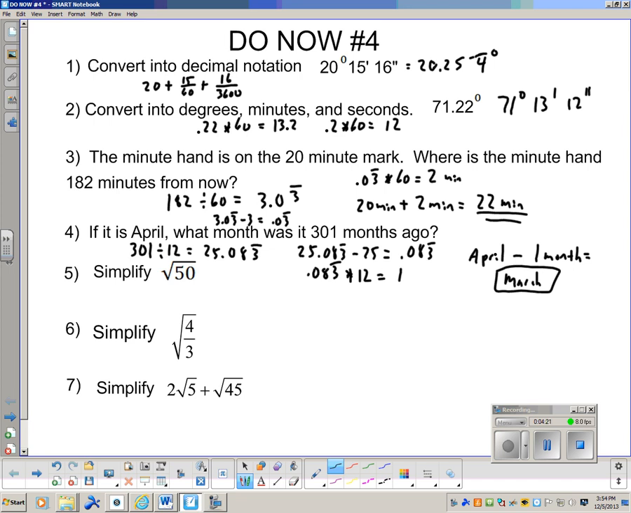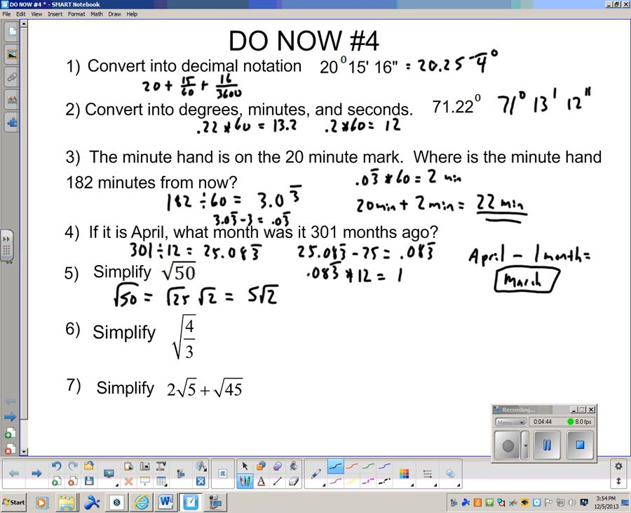So we have to simplify the next one here. It's the square root of 50. The square root of 50, I can break that down. Try to think of something that I can actually find the square root of that goes into 50. Oh yeah, 25. So square root of 25 times the square root of 2. The square root of 25 there is 5. And I have left over the square root of 2.